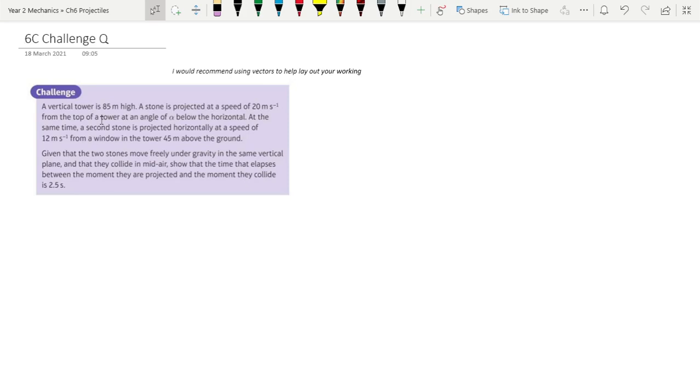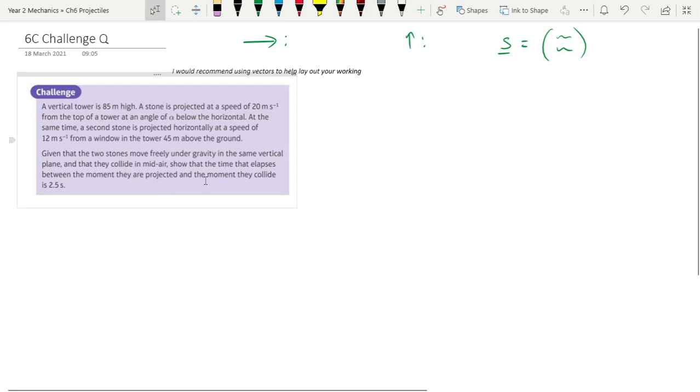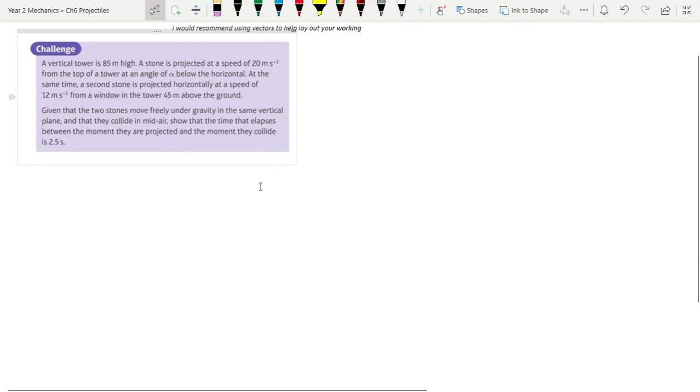This is also the challenge question from exercise 6C. And I've also made a note here that you could use vectors to lay out your work. So rather than always thinking, oh, here's the horizontal stuff and here's the vertical stuff, we can actually combine them into a vector with the x information at the top and the y information at the bottom. So horizontal stuff and then vertical stuff at the bottom. And this might help us in our working a little bit, just to lay it out a bit neater.